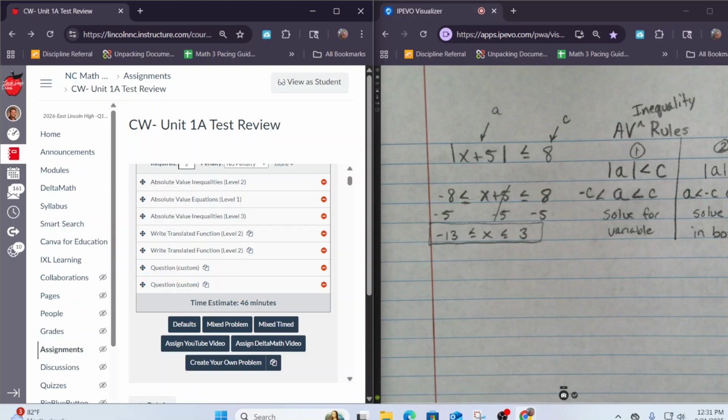Guys, we just did translated functions. Everybody should be good with that, right? I mean, most of y'all did really well with that. Just don't forget, inside the absolute value, the sign moves it opposite ways. That's the main thing.